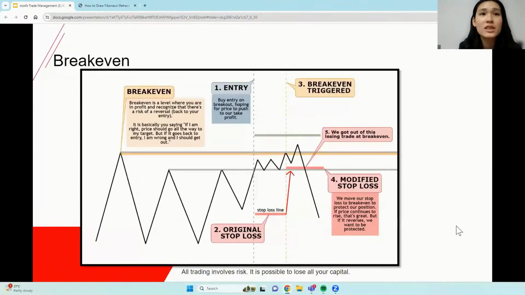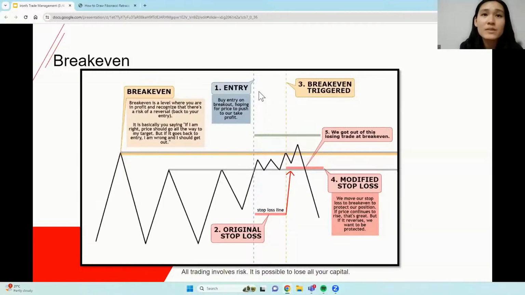Okay, so next, this is what we went through last week. Last week we went through break evens and partial profits. If you missed that, I'm just going to briefly go through what exactly a break even and partial profit is. Starting off with break even, it's a level where you are in profit and recognize that there is a risk of reversal, which means there's a chance that price will hit back to your entry or even worse, perhaps your stop loss. So it's basically you saying that if I'm right, price will go all the way to my target, but if I'm wrong, I will get out.